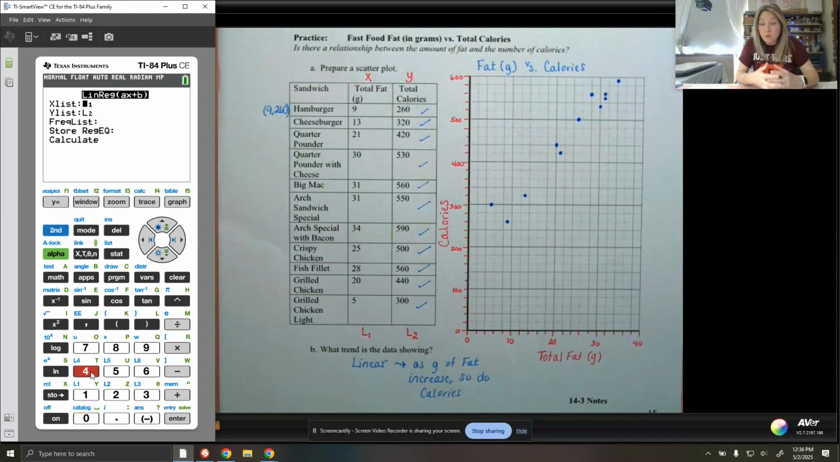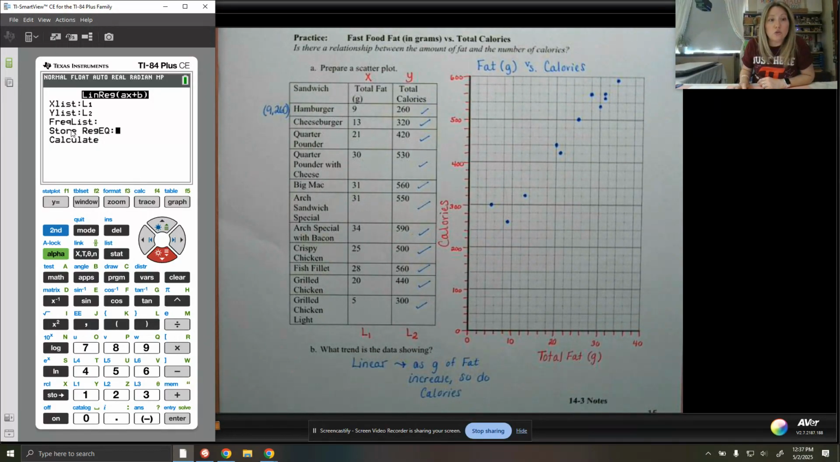But there's a next piece I want you to enter that is pretty challenging, so I want you to listen up. We are going to arrow down to store reg eq. It stands for store regression equation. So arrow down so that your highlight is in store reg eq.